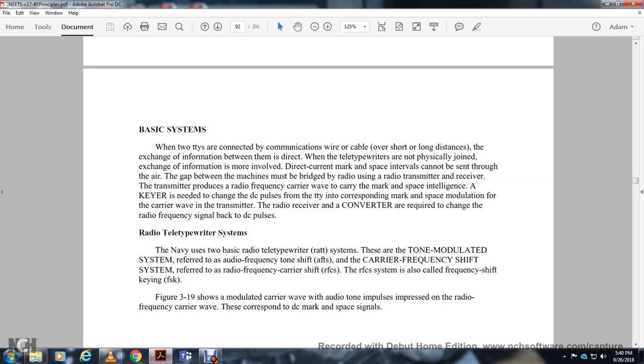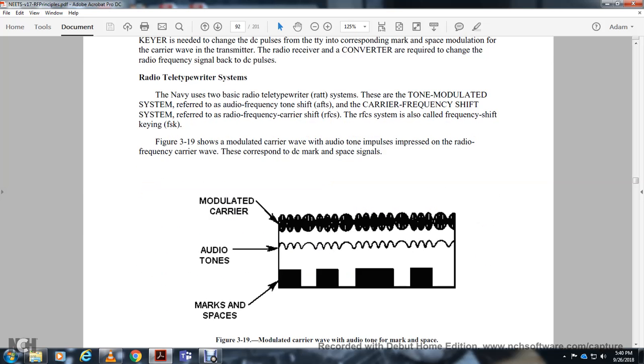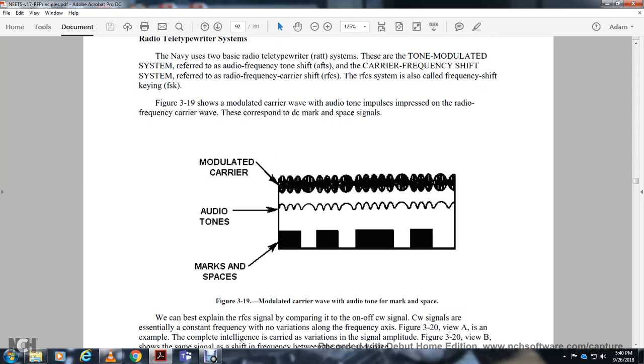There are two basic radio teletypewriter systems. The tone modulator system refers to the audio frequency tone shift, and the carrier frequency shift refers to the radio frequency carrier shift. The carrier frequency shift is also called frequency shift keying. Figure 319 shows the modulated carrier wave, with the audio tone impulses impressed on the radio frequency carrier, corresponding to the DC mark and space signals. Modulated carrier audio tones, marking and spaces.